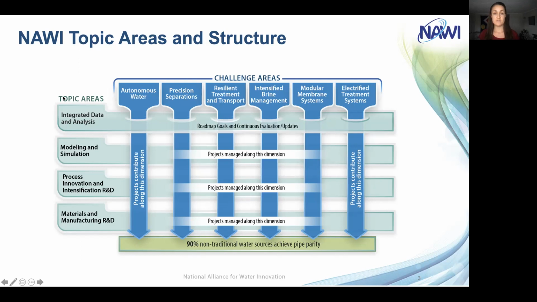So the WaterTAP3 tool that I'm building is in the integrated data and analysis topic area, which you can see at the top left of this diagram. So in the NAWI framework, it will step in as a way to measure different technologies and strategies against each other and tell users many factors, but especially important are how much a treatment train will cost and how much energy it will demand.